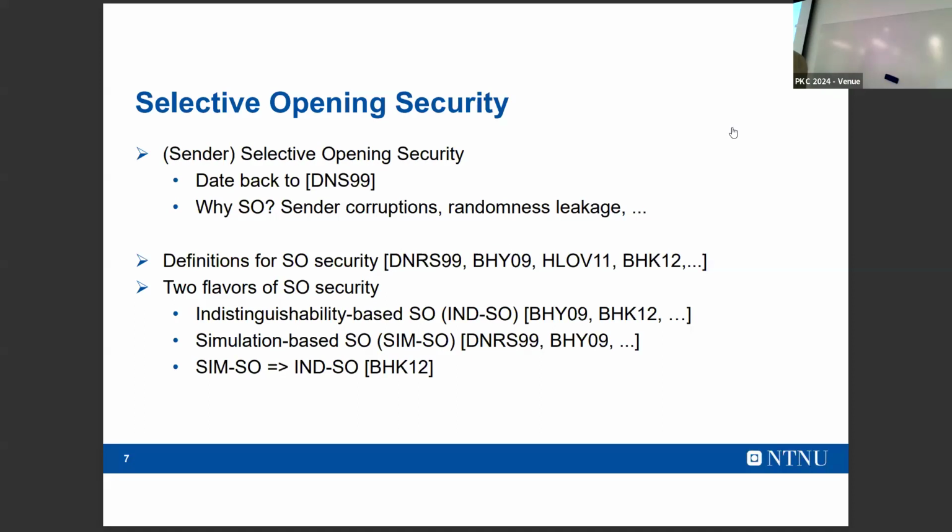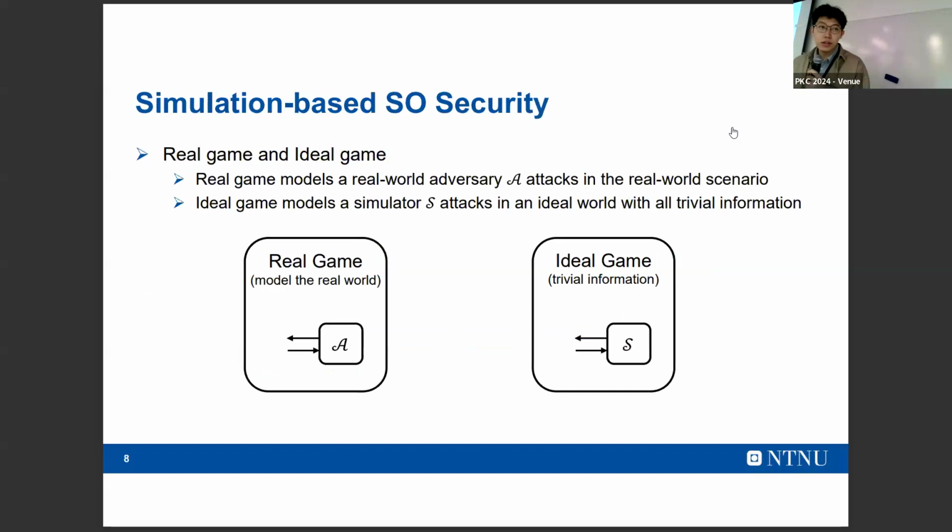It turns out that you have two flavors of SO security. One is the indistinguishability-based SO, which was also considered in the previous talk. Another one is the simulation-based SO. And it turns out that SIM-SO implies IND-SO. So in this paper, we consider the simulation-based SO security. When defining simulation-based SO security, we have two games. The real game models a real-world adversary attacking the scheme in the real-world scenario. It has a lot of challenge ciphertexts, it can open some ciphertexts and find the challenge bit or something. And in the ideal world, the ideal game plays with a simulator. In the ideal game, there is no nontrivial information.